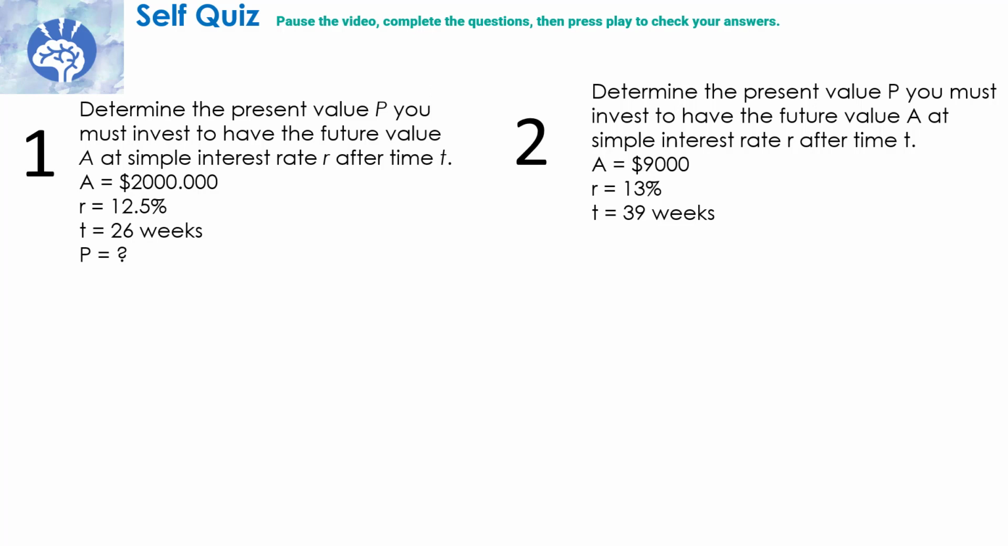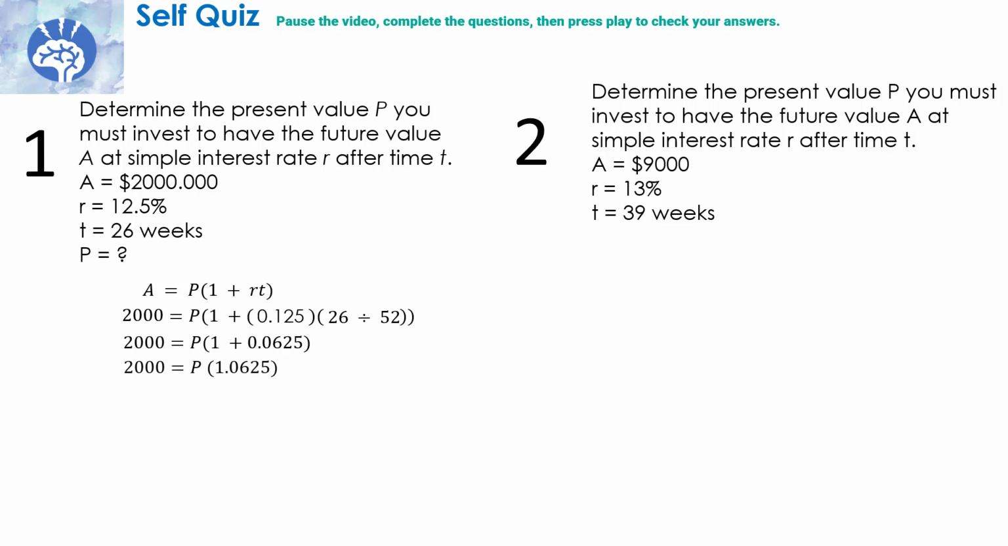Number 1. Determine the present value P you must invest to have the future value A at simple interest rate R after time T. Our amount we want in the end is $2,000. Our rate is 12.5%, our time is 26 weeks, and we need to figure out the principal. Let's fill in what we know. We know we want $2,000 in the end, so that's A. Our rate, we change to a decimal. Now 26 weeks, we have to change to be based on a year. So we'll write 26 divided by 52 because there are 52 weeks in a year. I took 0.125 times 26 divided by 52, and we end up with 0.0625.